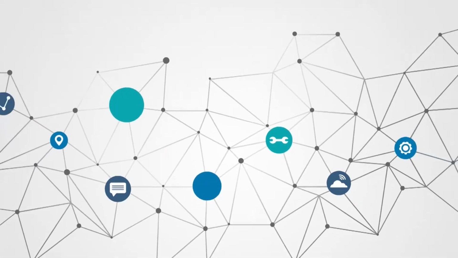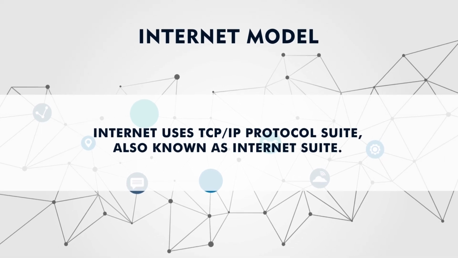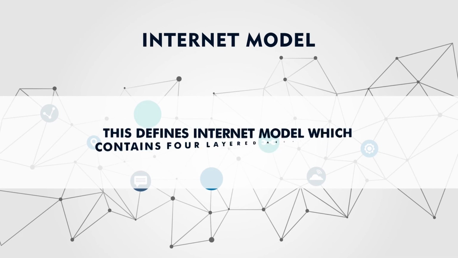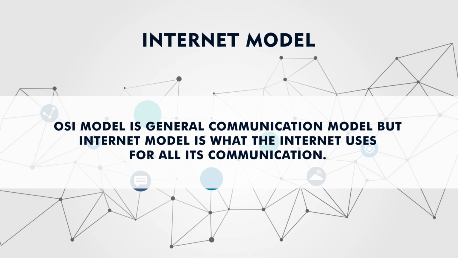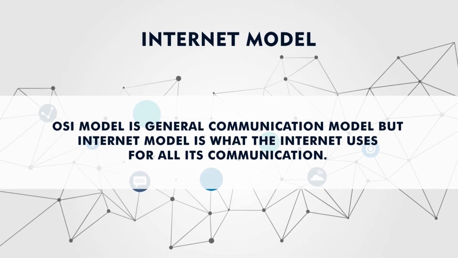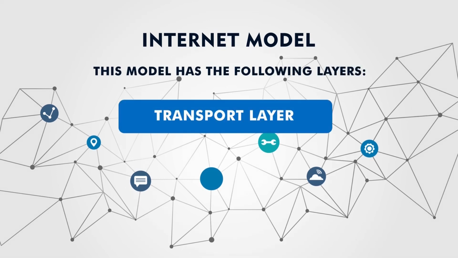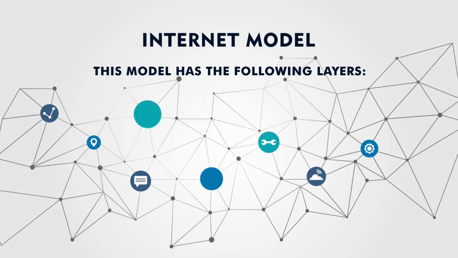Then the next model is the TCP/IP model, or else you can call it the internet model. The internet uses the TCP/IP protocol suite, also known as the internet suite. This defines the internet model, which contains a 4-layered architecture. The OSI model is a general communication model, but the internet model is what the internet uses for all its communication. So the internet is independent of its underlying network architecture, and so is its model. This model has the following layers: application layer, transport layer, internet layer, link layer.